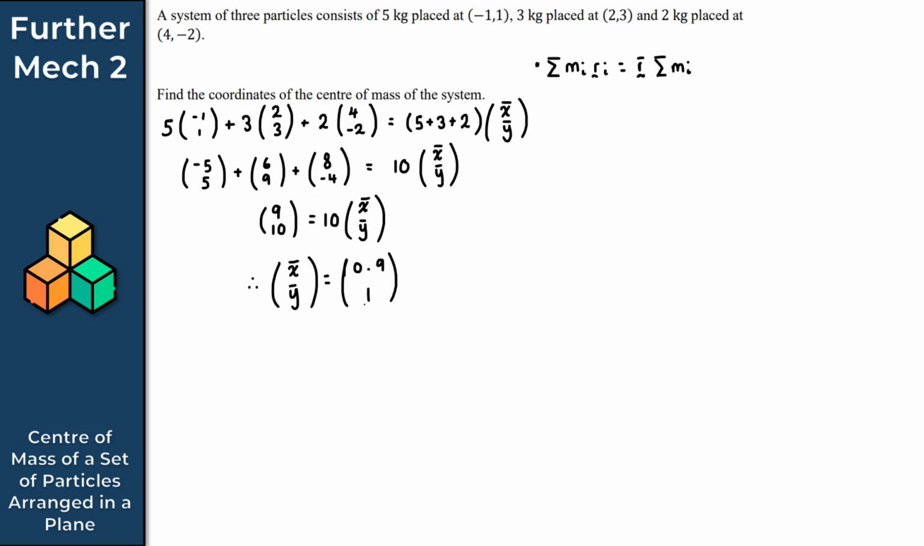Perfect. So in that case, to finish with here, the center of mass is, and my coordinates here are 0.9 and 1. So like we just said, we get 0.9 and 1. And there we go. So hopefully not too challenging there, but that gives us the solution to question 1.